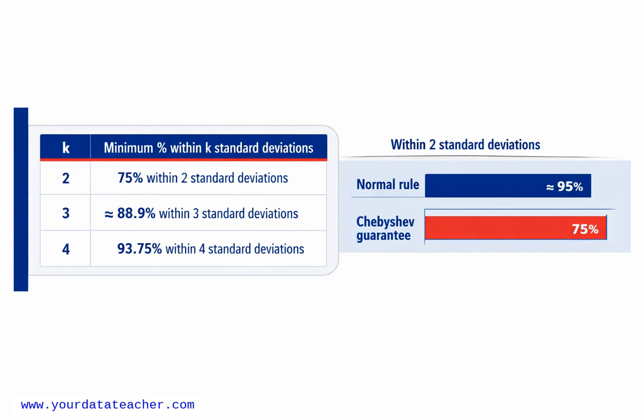On the right, you see a comparison for two standard deviations, the normal 95% rule versus Chebyshev's 75% guarantee. The normal rule is tighter, but it is only valid if the data are actually close to normal. Chebyshev's bound is more conservative, but it is universally valid, no matter how skewed, heavy-tailed, or irregular your distribution is.